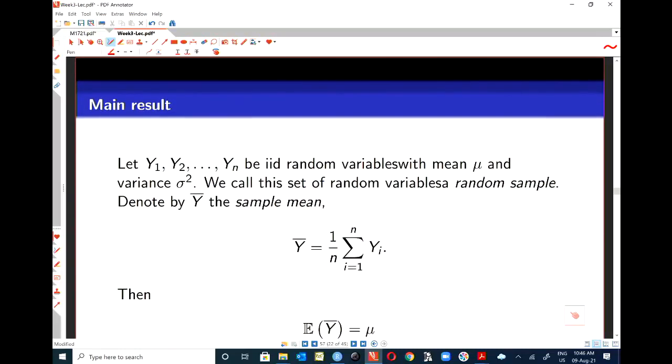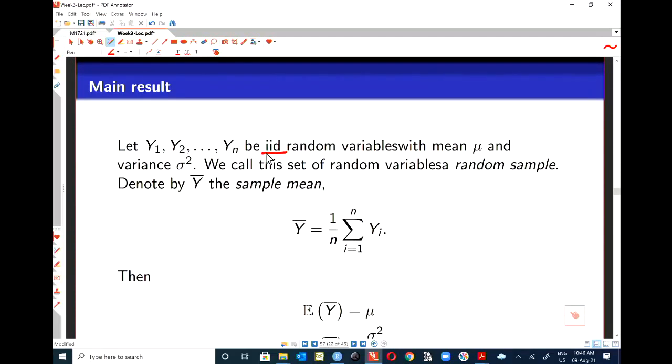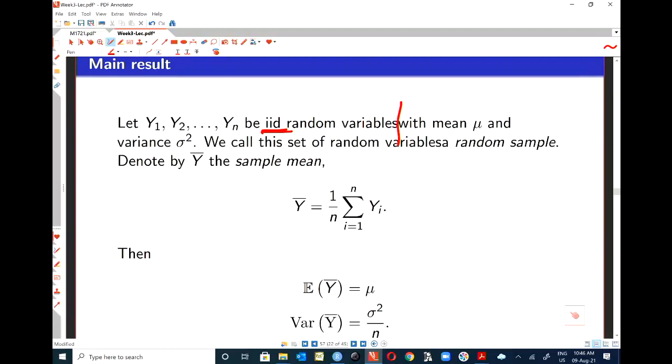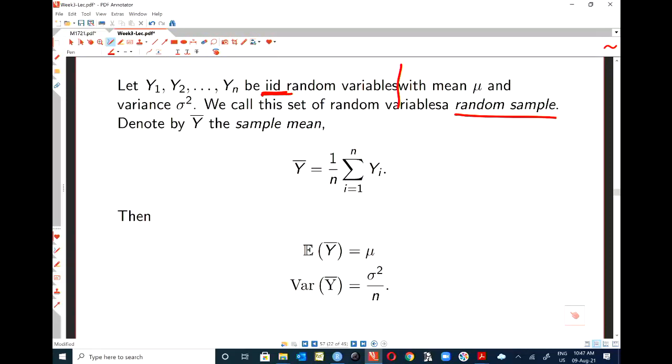In particular, if I extend this to IID, independent and identically distributed random variables, with mean mu and variance sigma squared, this is what we call a random sample. I've got observations from some population with particular characteristics, and I'm pulling them one by one, and I've got the same distribution for each of these things I'm pulling out. So this is my random sample, and y bar here is my sample mean, which is essentially add them all up, divide by n.